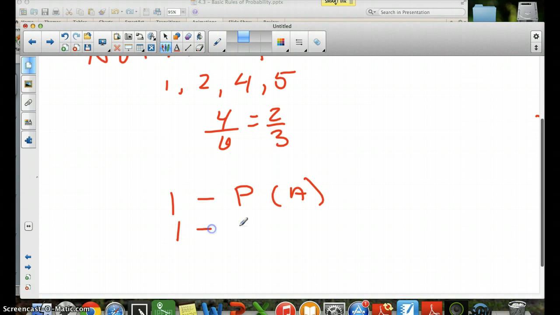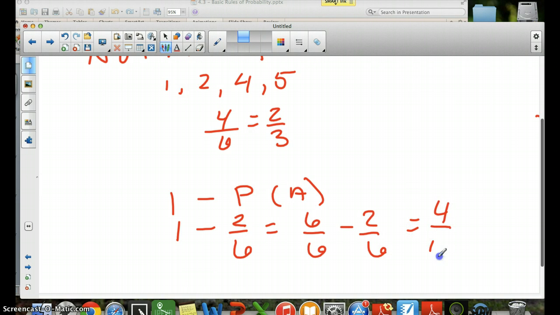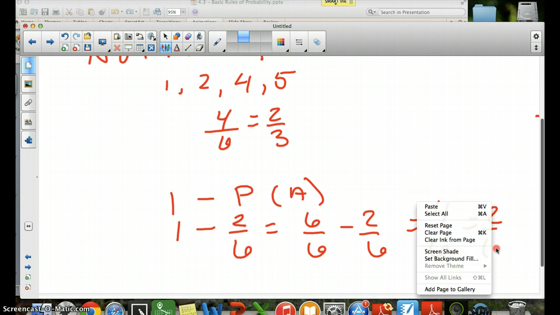Okay, we could, however, have used 1 minus the probability of the event occurring. So 1 minus the probability of getting a multiple of 3 on a roll of a die would be 2/6, the 3 or the 6. And then that would be 6/6 minus 2/6, and there is that 4/6 again.